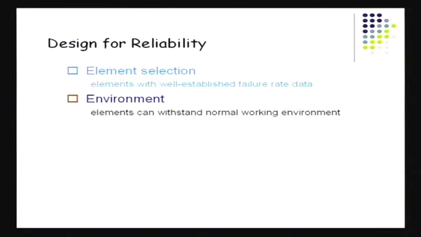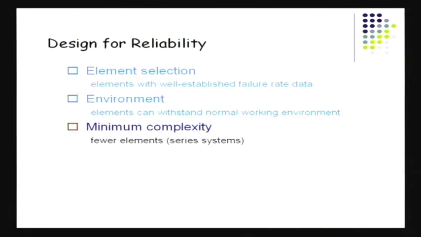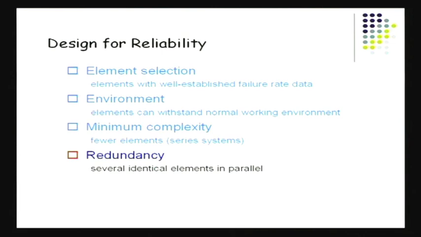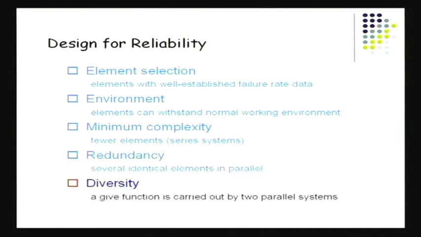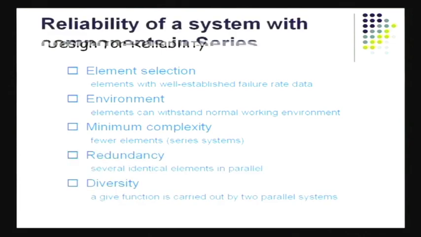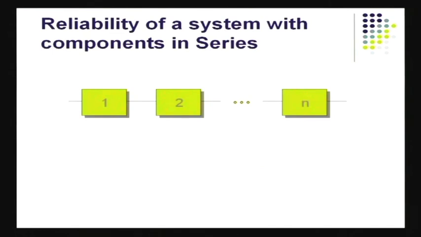Design for reliability, this is something you've got to keep in mind, and this is influenced a lot by element selection, the components that you buy, component that you put together, the environment, the complexity of the product itself, and any kind of redundancy that you'd like to be able to do. Let's see how this is brought together in a system. The reliability of a system really depends on how it is configured.